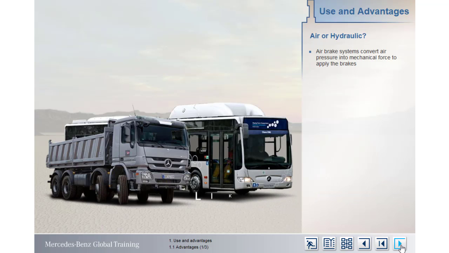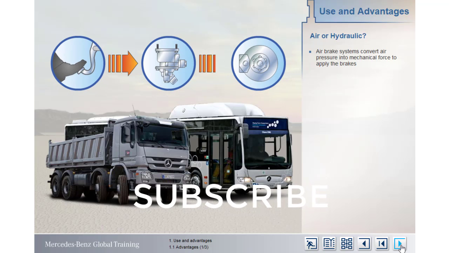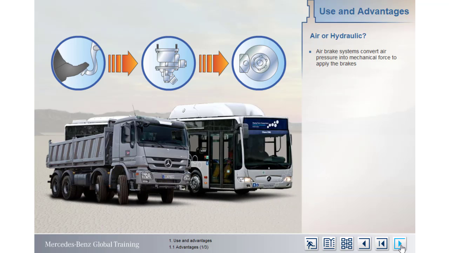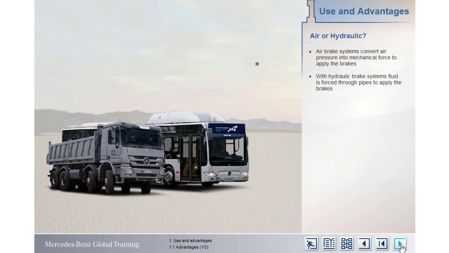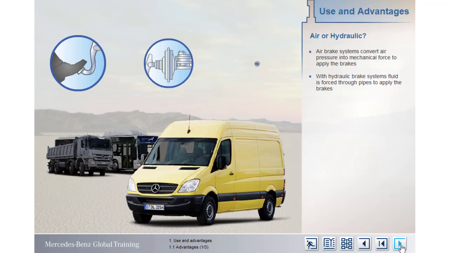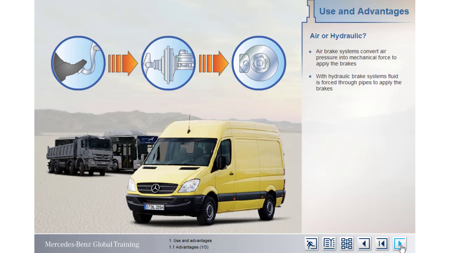Air brake systems have been used in heavy commercial vehicles for many years. They use air pressure as the source of energy and convert it into mechanical force to apply the brakes. Air systems are fitted in preference to hydraulic brakes, used mainly in passenger car and light commercial vehicles, for a variety of reasons. But first, let's briefly remind ourselves of how hydraulic systems work.